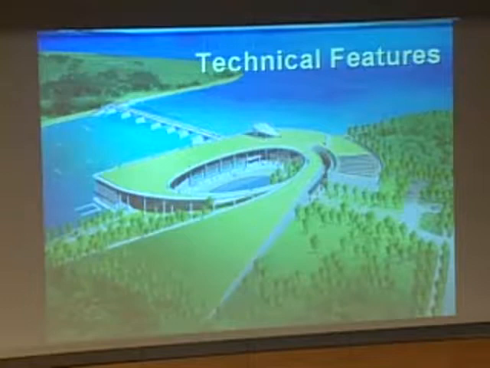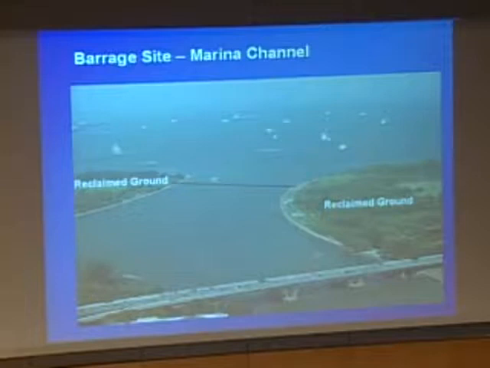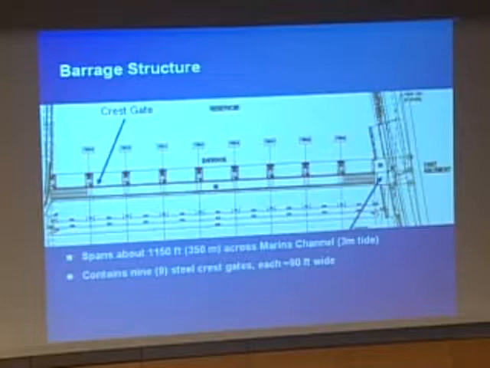Okay, technical features. I'm going to run through some pieces of this quickly. The two key areas to remember is all of this land where this is built is reclaimed ground. This was offshore, about a kilometer offshore until the late 70s when they started to fill it in. So there's a lot of marine clays and muds and everything else here. It's about 350 meters wide across the river.